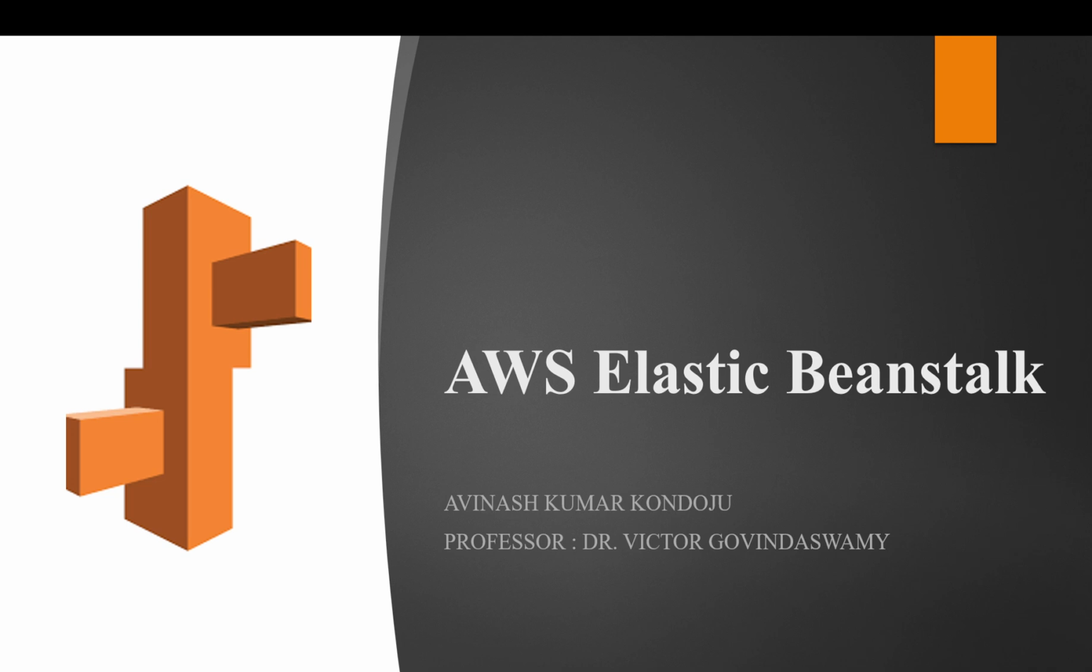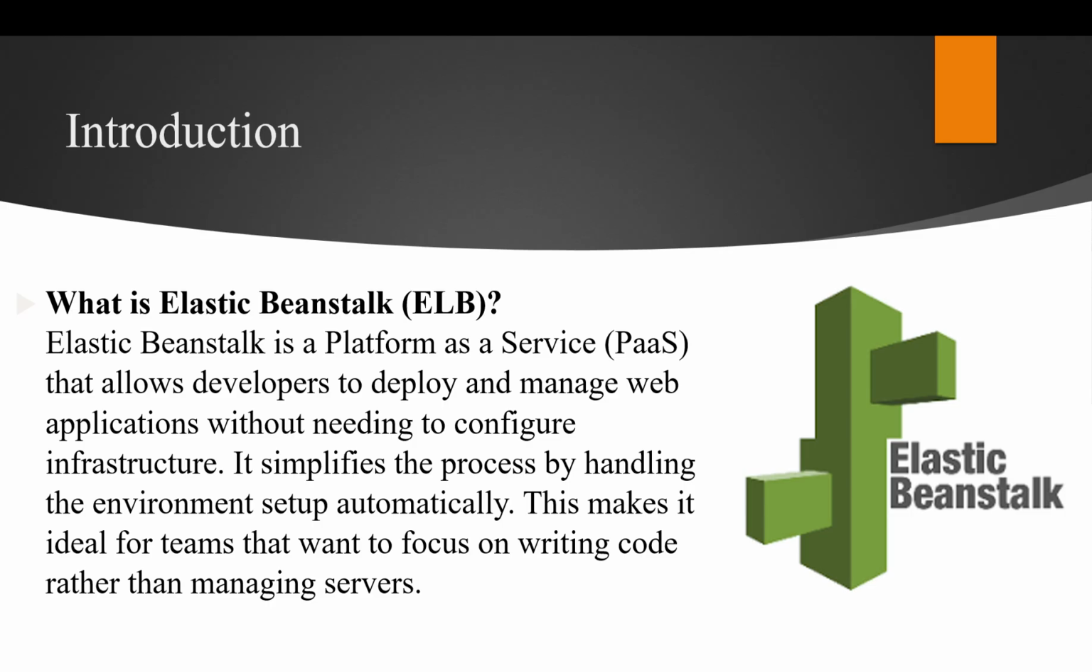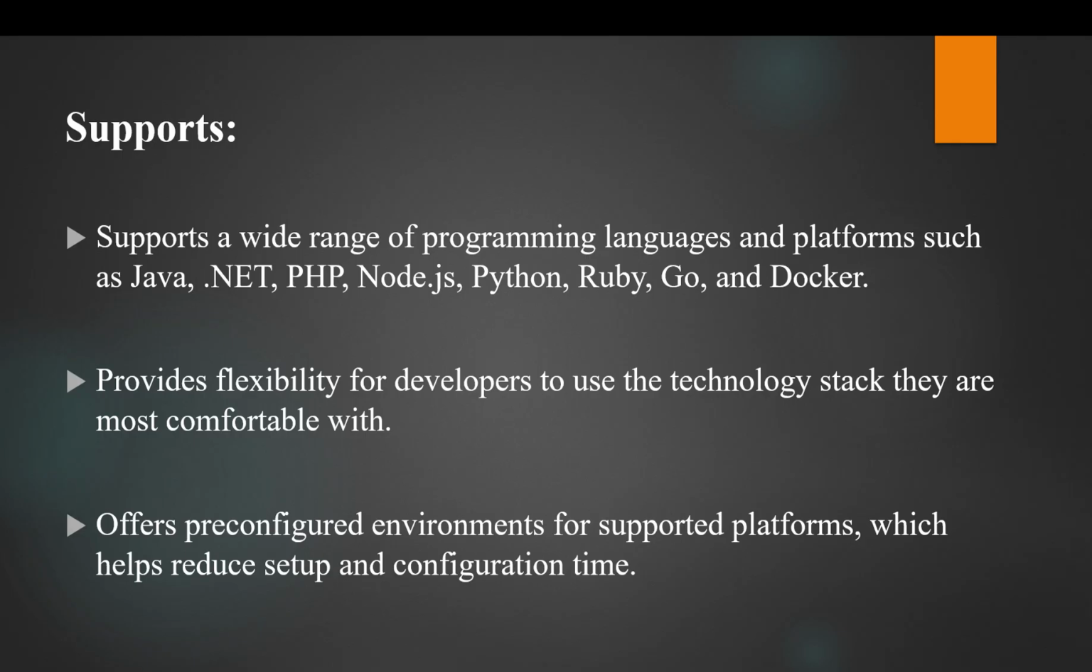We will discuss AWS Elastic Beanstalk. So what is Elastic Beanstalk? Elastic Beanstalk is a platform as a service that allows developers to deploy and manage web applications without needing to configure infrastructure. It simplifies the process by handling the environment setup automatically. This makes it ideal for teams that want to focus on writing code rather than managing servers.